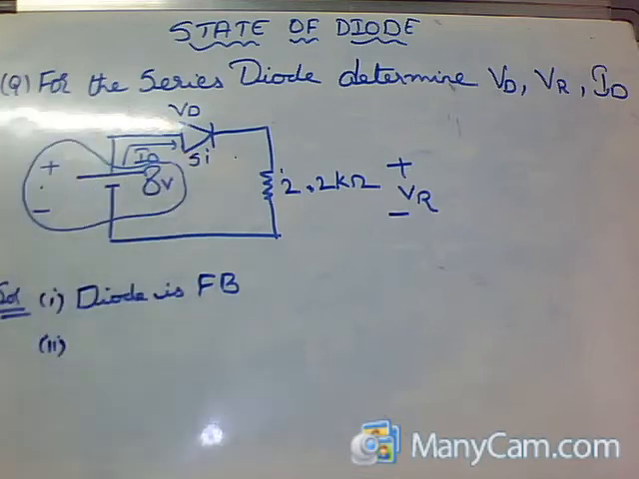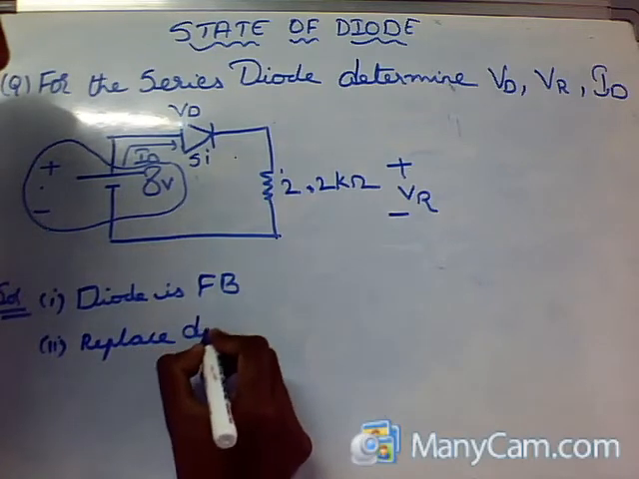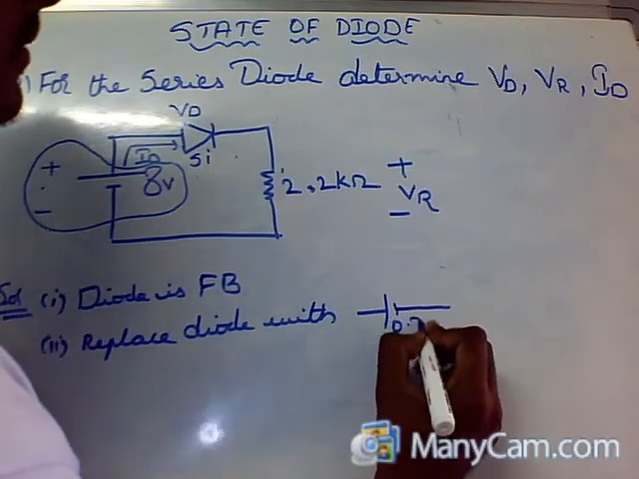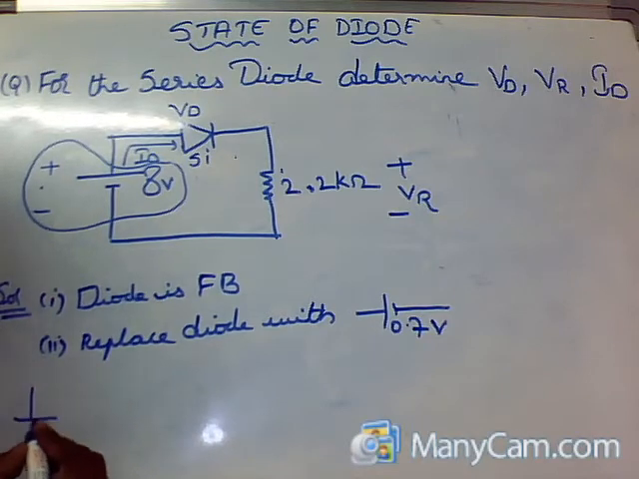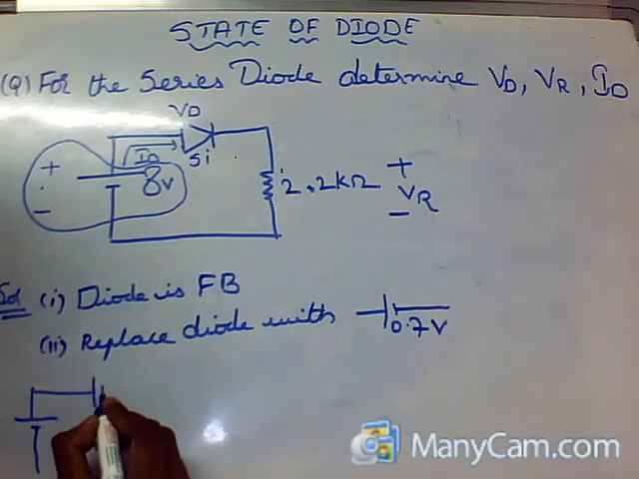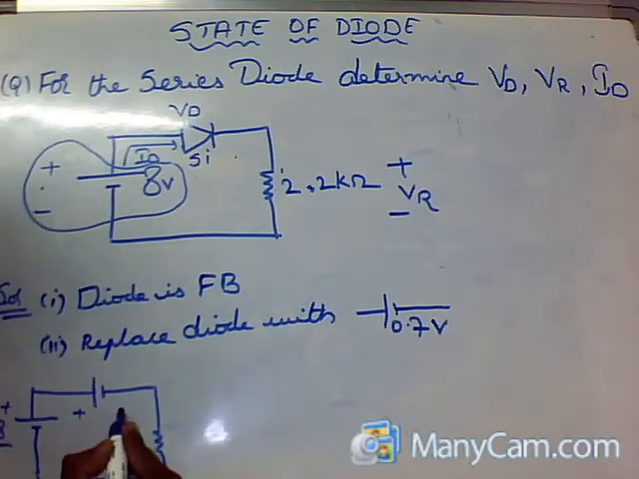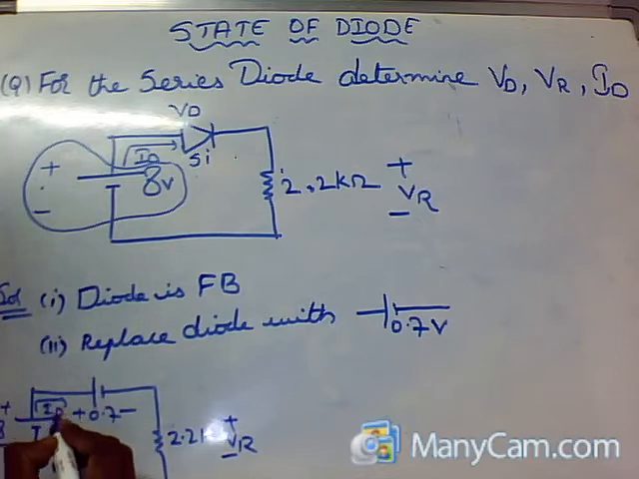So as I had said earlier, for a silicon diode, the approximate model when it is forward biased is to replace the diode with a voltage source of 0.7 volts. Now the circuit is reduced to this: 8 volts in series with 0.7 volts in series with the resistance. This is 8 volts, this is 0.7 volts, and this is the same resistance we had given, with a voltage drop VR and the same current ID.